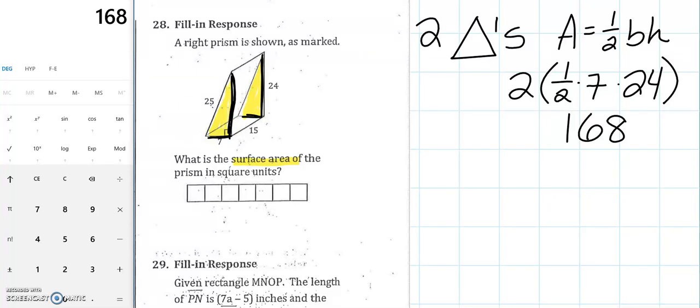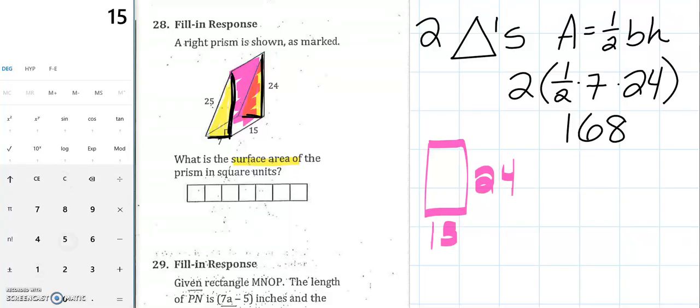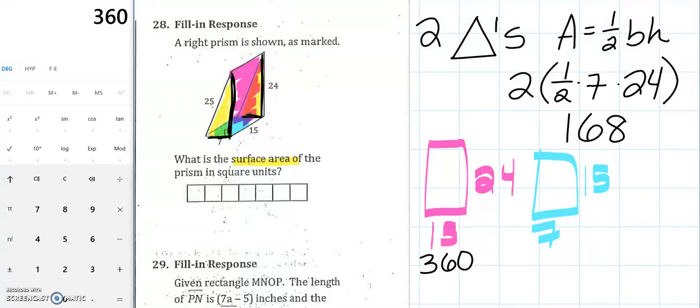So for the rectangle on the right, this side here, we have side lengths of 15 and 24. So we're going to multiply that together. 15 times 24. So my area is going to be 360. Now let's take a look at the next one. So my bottom is 7 and 15. So 7 by 15. 7 times 15 is 105. So I have 105 for the area of the bottom.